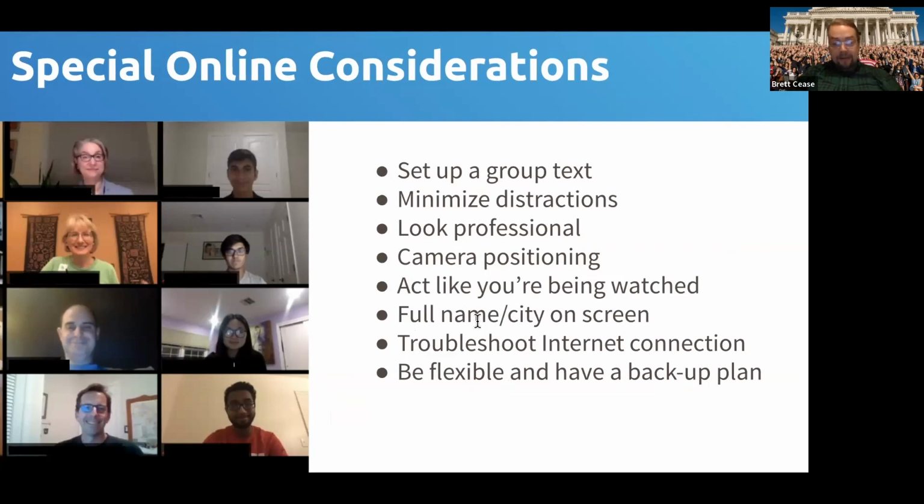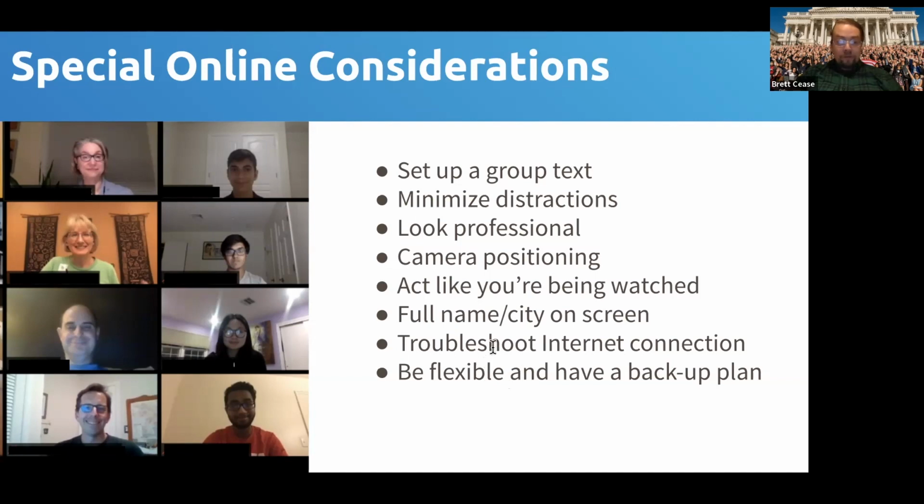I find it really helpful to actually set up a group text with everyone on your lobby team meeting ahead of time, and you can use that to communicate with each other before, obviously, the lobby meeting, and even during it. It's a way to kind of proverbially kick each other under the table if somebody's talking too much or they have broccoli in their teeth, right? You have that group text to help each other remind and have that quiet communication without the member of Congress seeing it. You also want to make sure to remind everyone in the preparation meetings to minimize distractions that might interrupt them during the meeting.